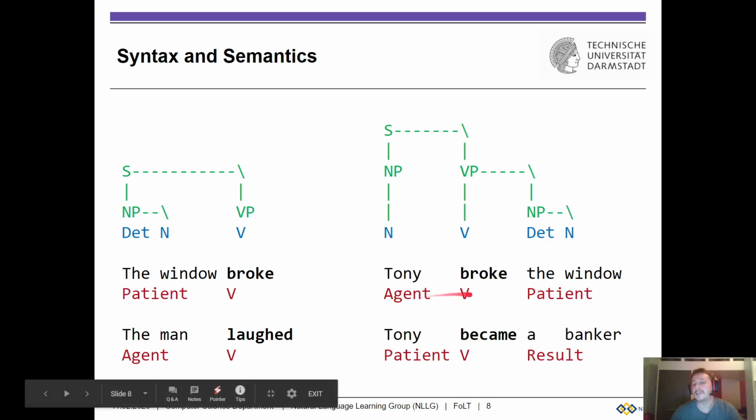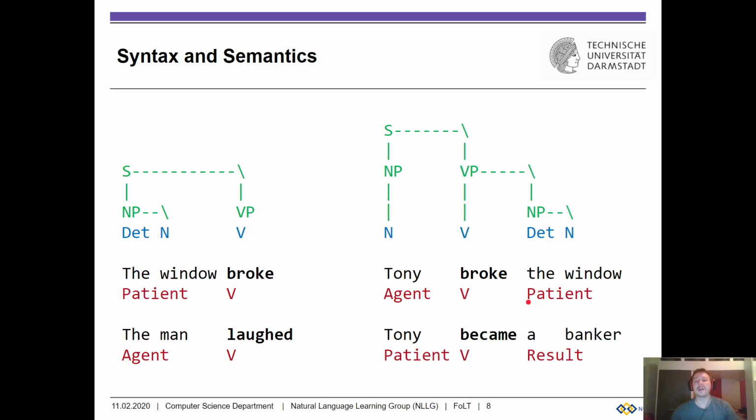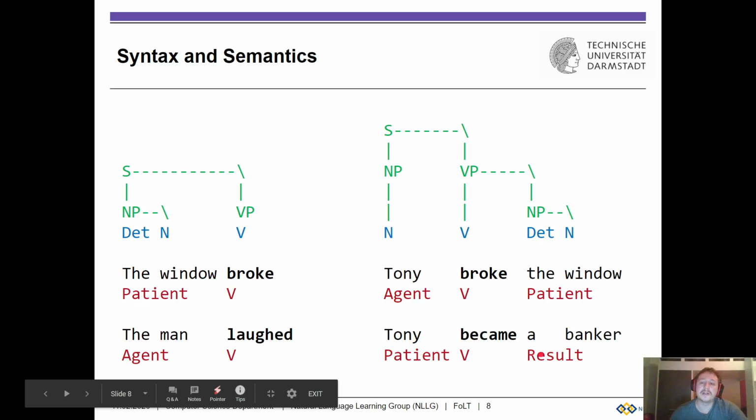And this is a kind of semantic interpretation where we have a predicate and a verb that has two arguments, and those arguments have different semantic roles. In the last example here, we also see that even though the syntactic structure is the same as the previous one, the semantic roles might change. So even Tony may be the patient even though he's in the first position, and the last verbal phrase doesn't always have to be in the patient role, it can also be in the result role.